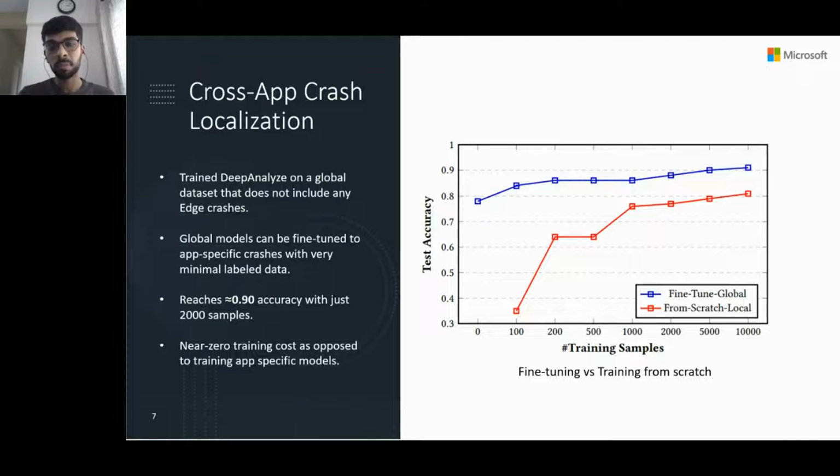We find that the global model is able to predict 80% of these unseen crashes without seeing a single Edge crash during training. Moreover, we can further fine-tune the global model to this particular application and reach, let's say, 90% accuracy with just 2,000 crash examples. So this creates a very scalable solution for transferring models from a global set to new applications with very minimal labeled data and also reaches high accuracies, and it also provides more than 10x reduction in training cost when compared to training from scratch.